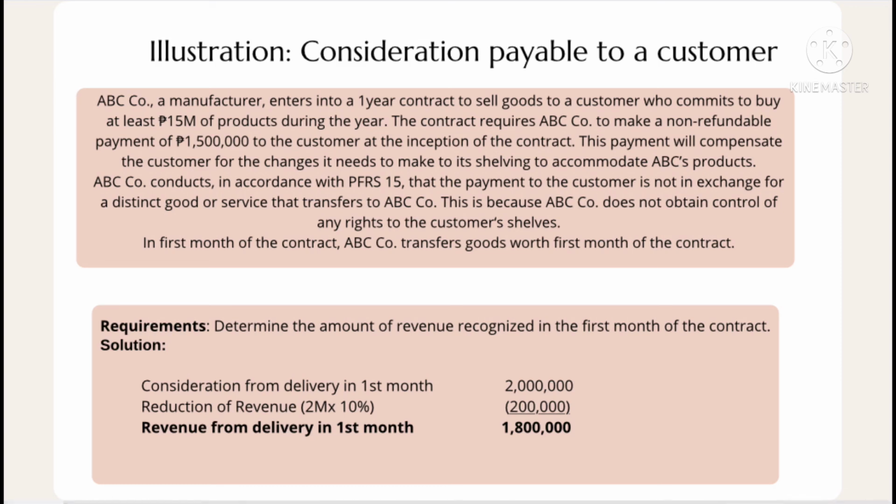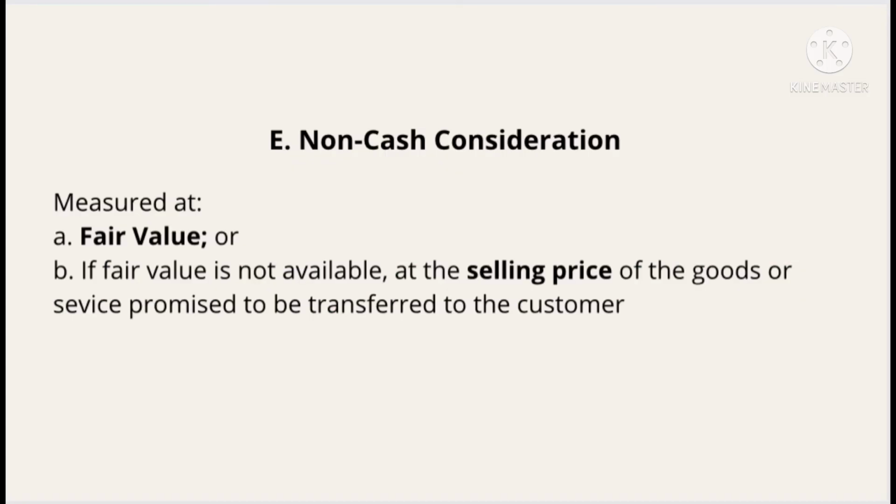To compute the consideration from delivery in the first month, which is $2 million, we deduct the reduction of revenue, $2 million times 10%, which is 200,000. It will result in revenue from delivery in the first month of 1,800,000.